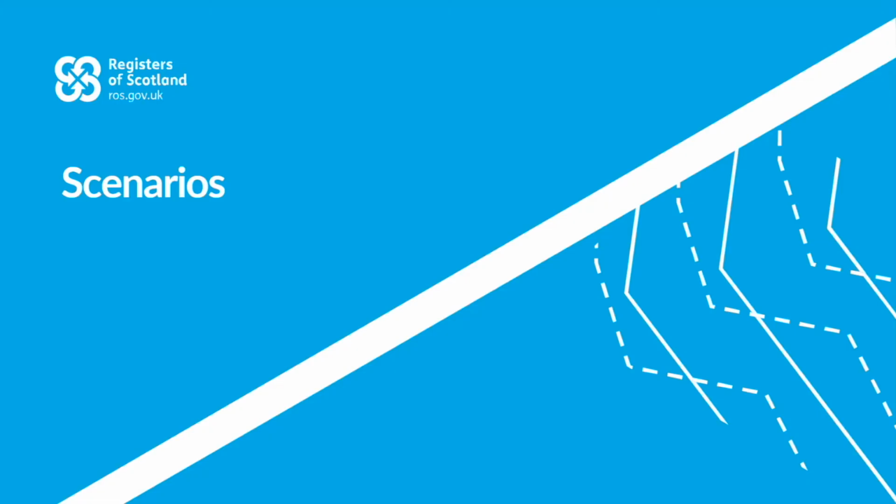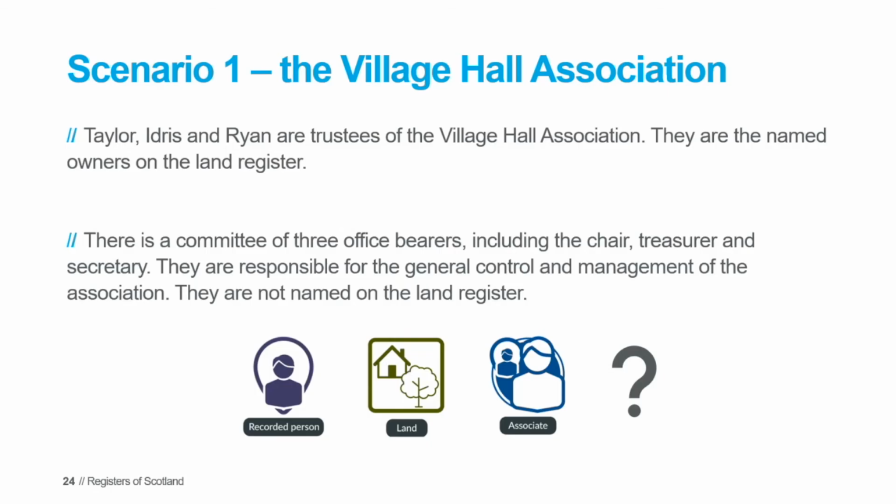Now I'm going to talk through some example scenarios. For our first scenario, we have the Village Hall Association. It is an unincorporated body. Taylor, Idris, and Ryan are all trustees of the association. They are also named owners on the land register. In addition, there is also a committee of 3 office bearers, which includes the chair, treasurer and secretary. They are responsible for the general control and management of the association. However, they're not named on the land register. Have a think about whether or not they would be in scope for RCI.